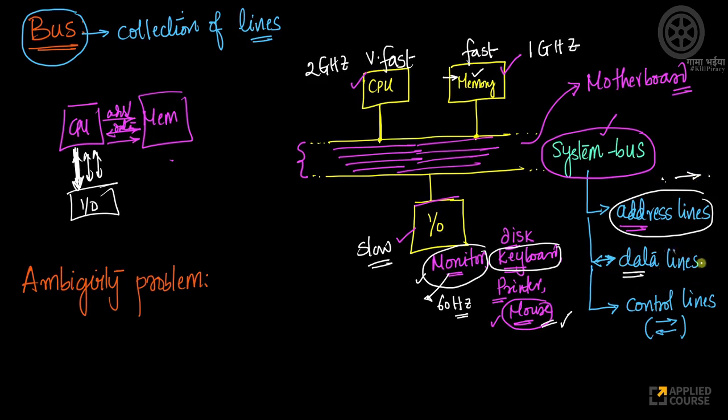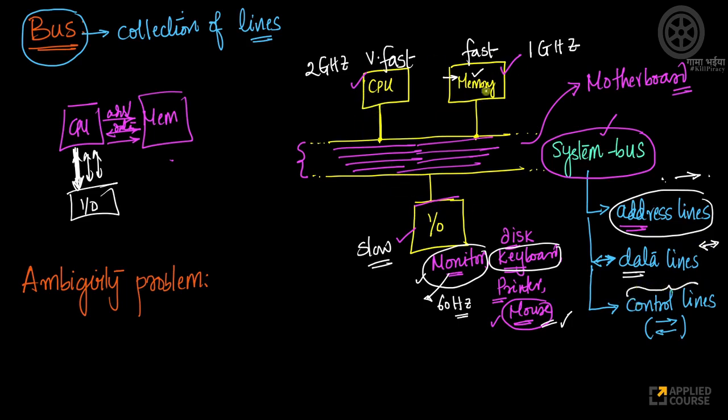Similarly, you have data lines. The data lines are bidirectional, which means you can write data from CPU to memory. You can read data from memory to CPU. You can write data from CPU to IO. You can read data from IO to CPU. Both directions are possible. Then you have control lines.